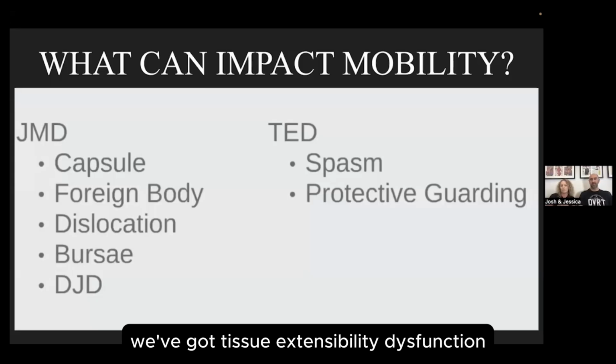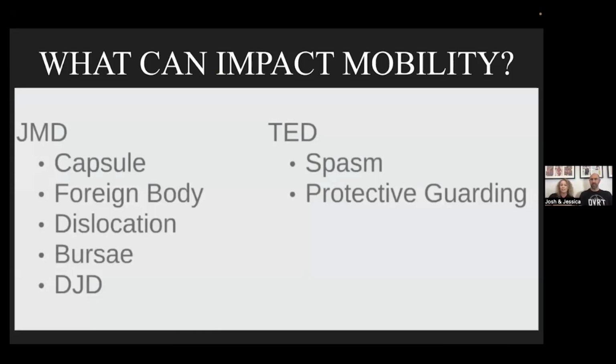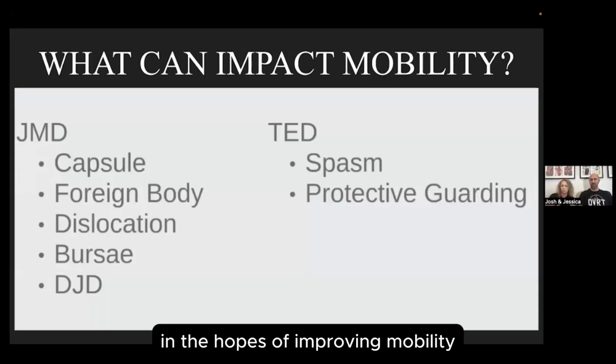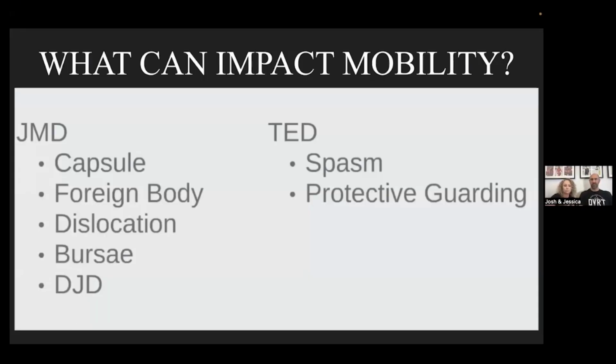We've got tissue extensibility dysfunction. That's where you start to see the spasms and the protective guarding. And that's why just stretching a joint or forcing a joint into certain ranges of motion in the hopes of improving mobility often isn't going to get you the results that you want.